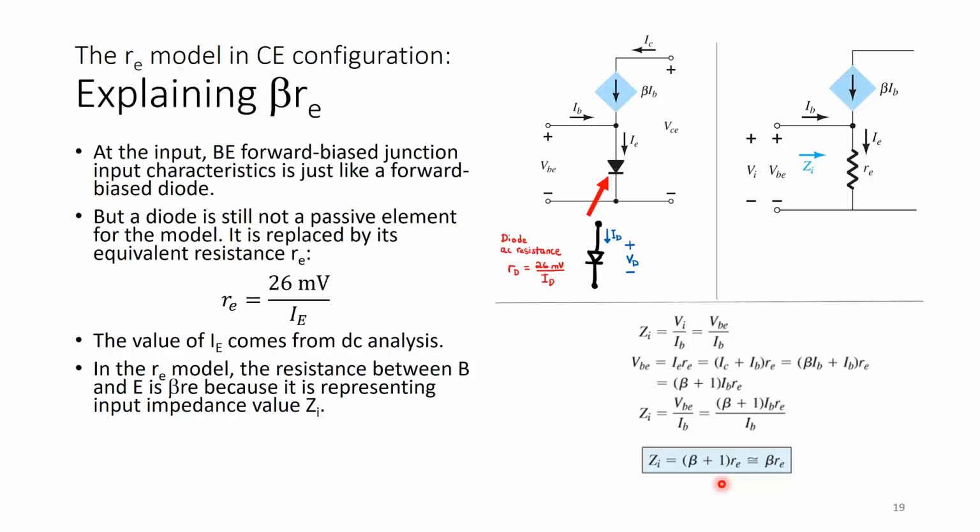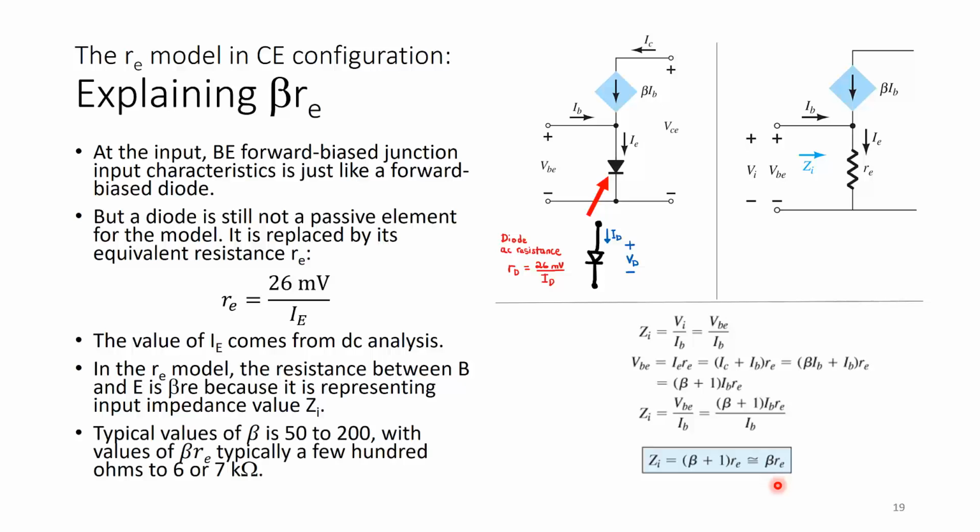In this case, here we're talking about the model itself. We're not talking about the voltage divider bias example anymore. I'm just reminding myself that I am now talking about the RE model. So input impedance is beta plus 1 RE, and because beta is typically a large value, the plus 1 can be estimated to not give significance to the change in value. So Zin is approximated to equal beta RE, and that is why in the RE model the resistance is shown as beta RE.